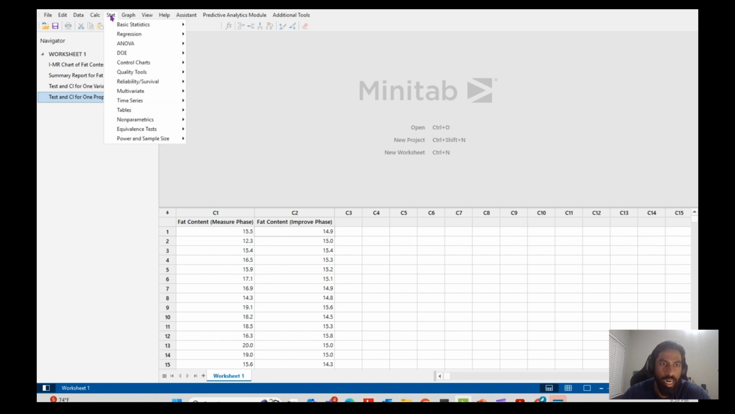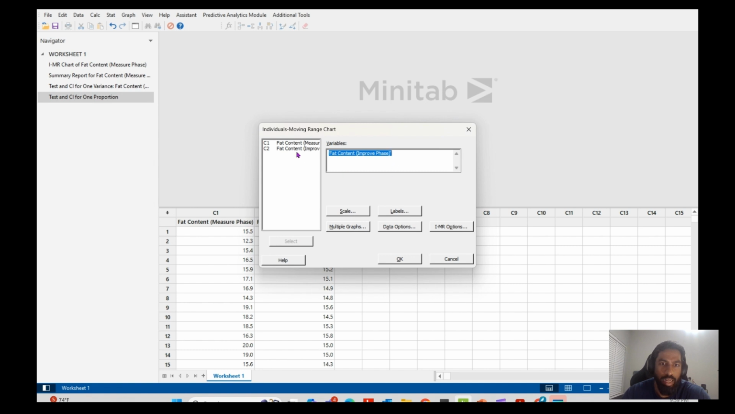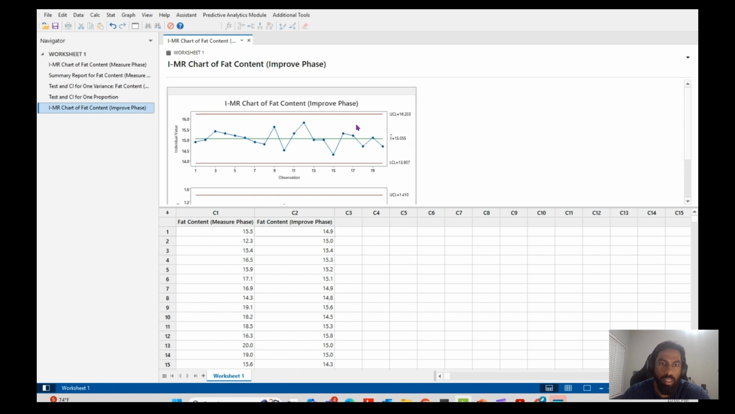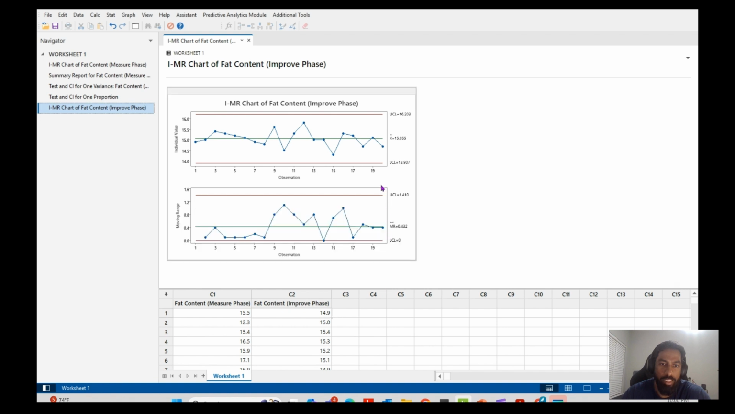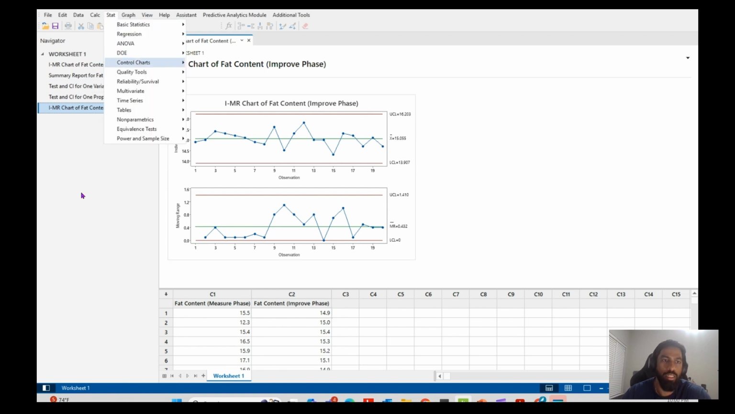For that, we have to go to Stat, Control Charts, Variables Charts for Individuals, I-MR, and obviously select the improve phase measurements and hit OK. And so basically, this shows us the I-MR control chart, and it looks like the data is under statistical control and stable. So we can proceed to do the other analysis.